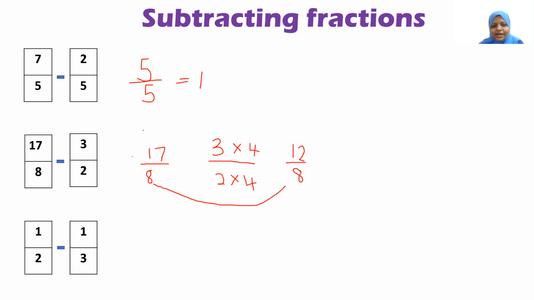Now what you do, you subtract. Don't forget, you have to subtract. 17 minus 12 is 5. So it's 5 over 8. Right? Now look at this example.